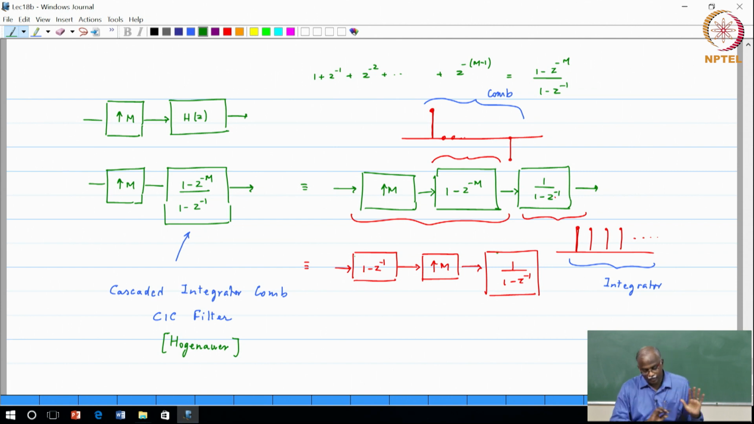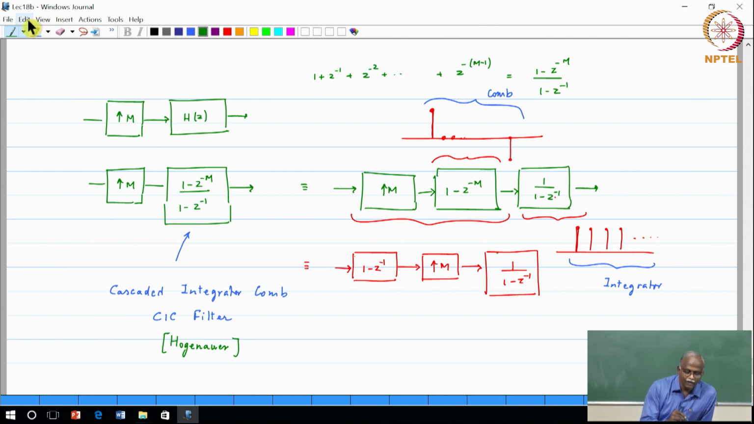Now, put all the pieces together. This multiplierless filter can be interpreted as a finite length rectangular window, or it can be interpreted as a cascade of a comb and an integrator. Now, it turns out that the integrator-comb interpretation is useful for us when there is a sampling rate conversion that is also present in the system.